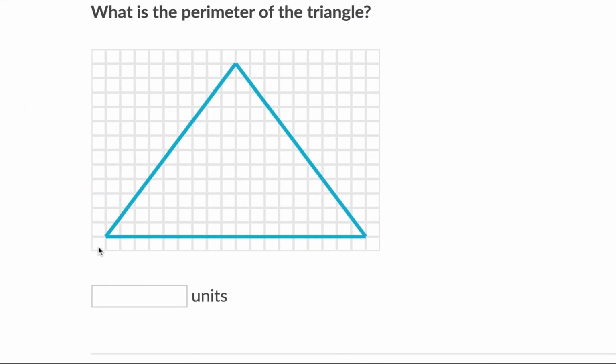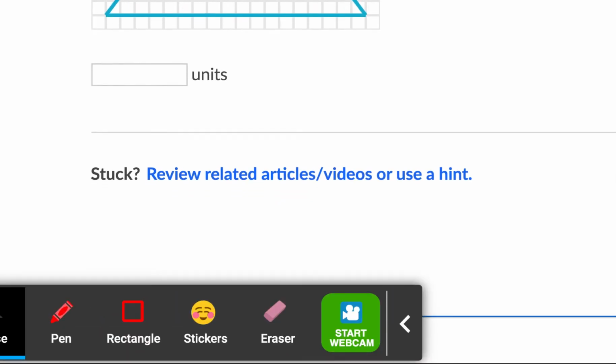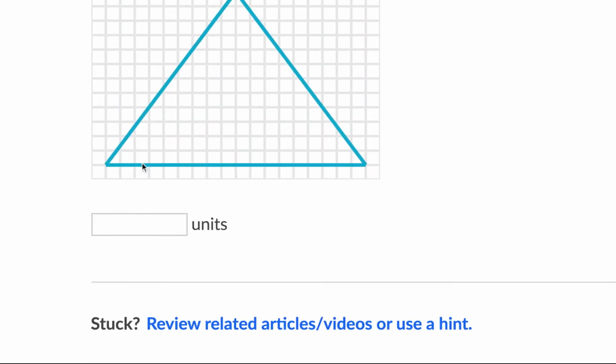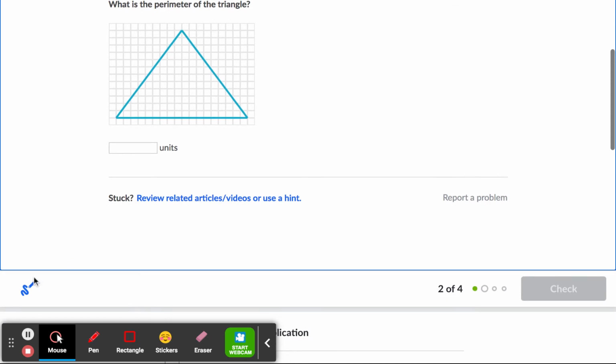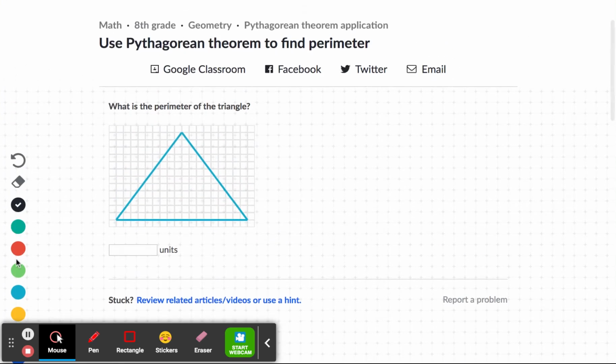If I look at the bottom, I can see I've got 1, 2, 3, 4, 5, 6, 7, 8, 9, 10. I'm counting the squares. 11, 12, 13, 14, 15, 16, 17, 18. Across the bottom, I've got 18 units, and I'm going to clearly mark that for myself.